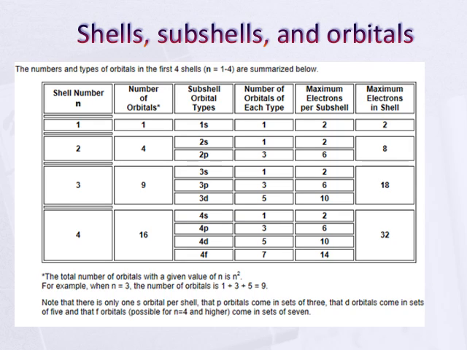A lot of information here showing us the shell, 1, 2, 3, or 4, the number of orbitals in that shell, the subshell orbital types, the number of orbitals of each type. What you might want to do is pause the video and look at this screen, maybe take a screenshot or print it out. A lot of good information here.